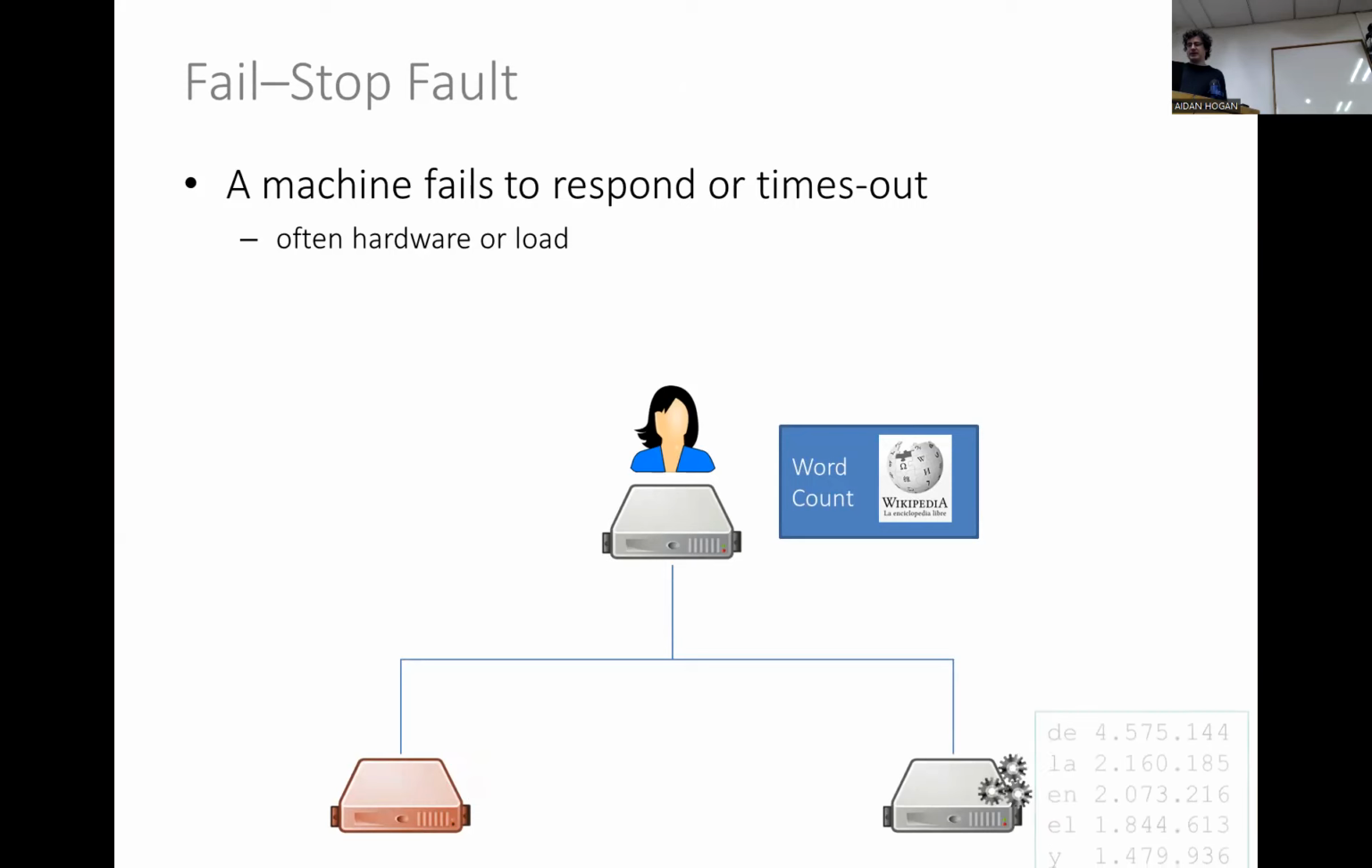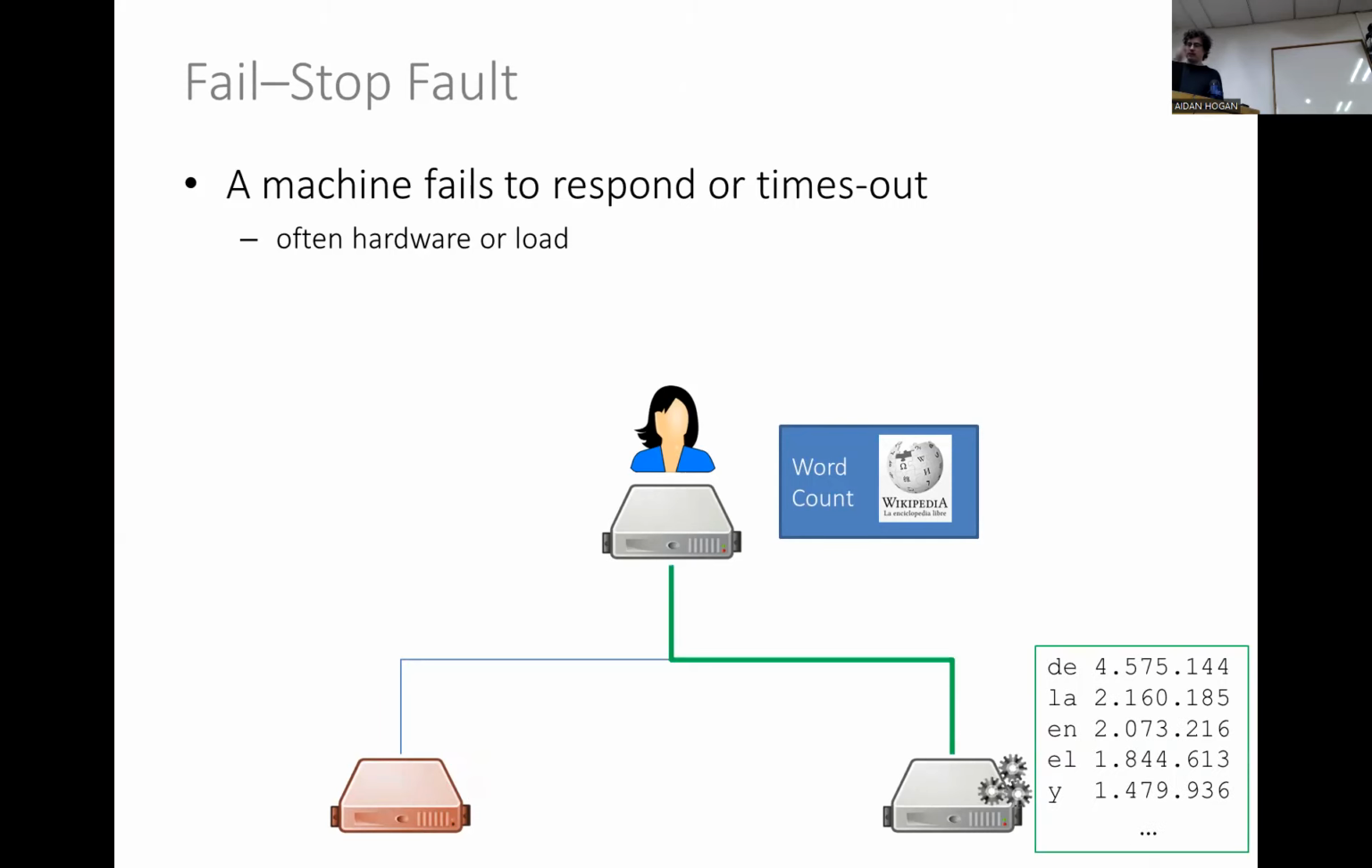If one machine fails, we can rely on the second machine, in this case with a replication of 2, to return the correct result. Once we get the result from one of the machines, we're good. So this means that we need at least F plus 1 replicated machines in order to continue to work in the case of fail stop faults, where F is the number of fail stop faults.